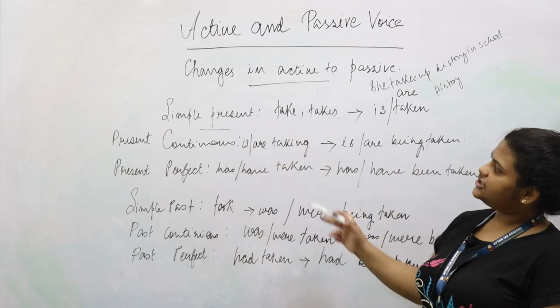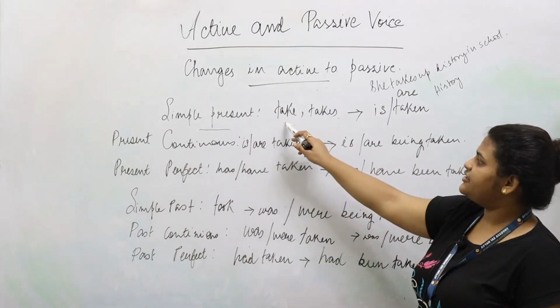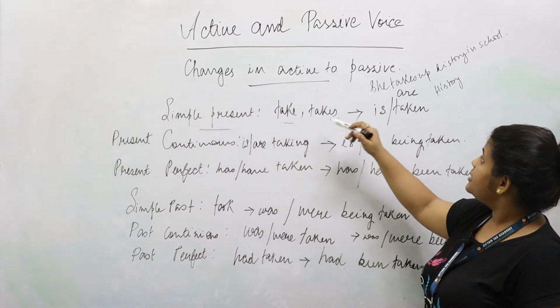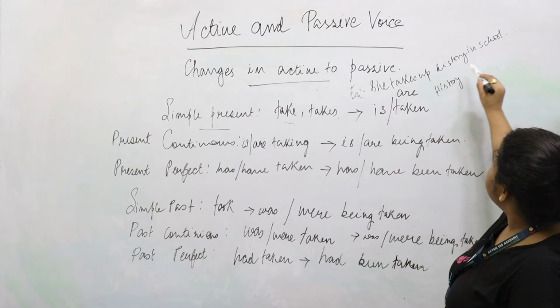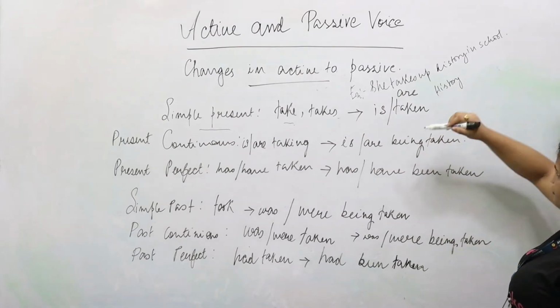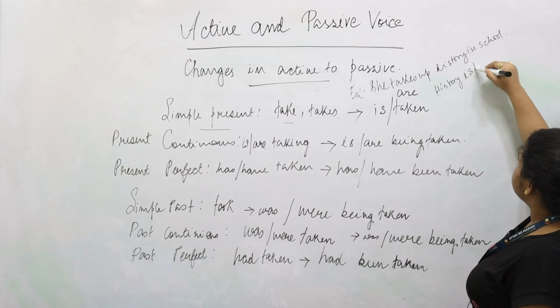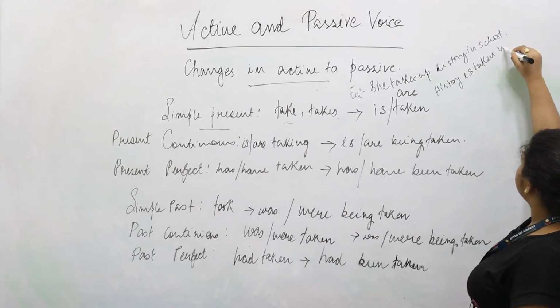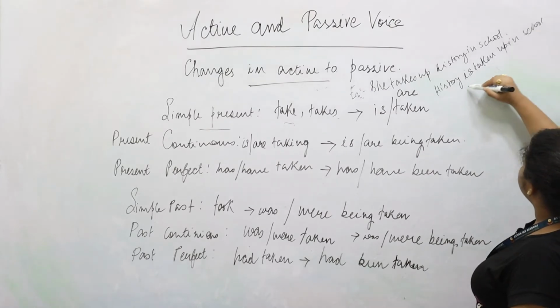So the first case that we are taking up is the simple present tense. For example, we are taking up the verb take or takes. So, for example, if we take the sentence, she takes up history in school, the passive form of that sentence would be history is taken up in school by her.